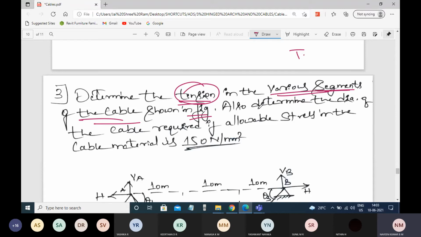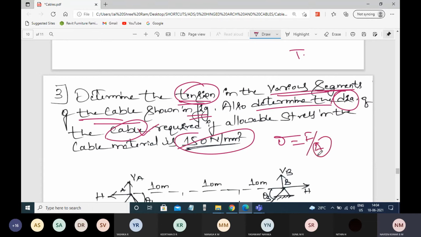And what are the other things we need to determine? We need to determine the dia of the cable. In order to determine the dia of the cable, they have given the permissible or allowable stress. So stress is given, that is sigma equals force by area. The cable is circular in section, so area is pi by 4 times d dash square. d dash is the dia of the cable.